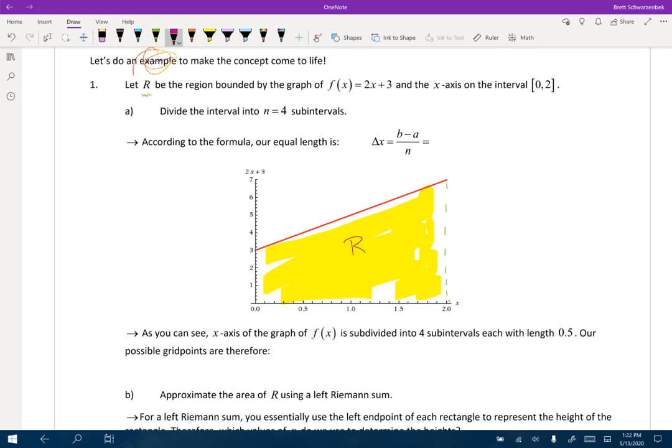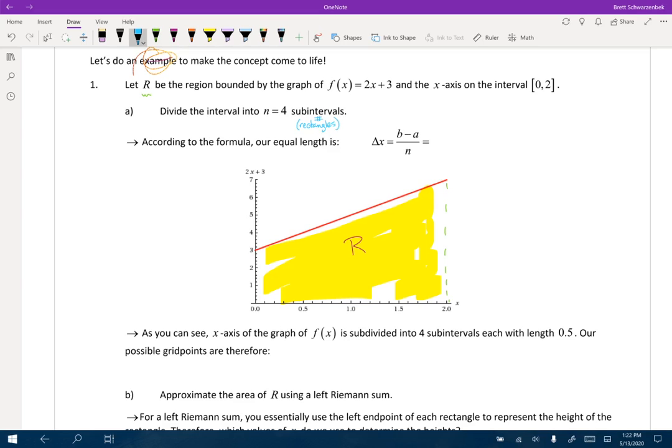So what we need to do is go through the process of what the whole Riemann sum is about. That is our goal. It says first, divide the interval into n equals 4 subintervals. When I say n equals 4 subintervals, that is analogous to the number of rectangles. So it's going to be the same thing as the number of rectangles.